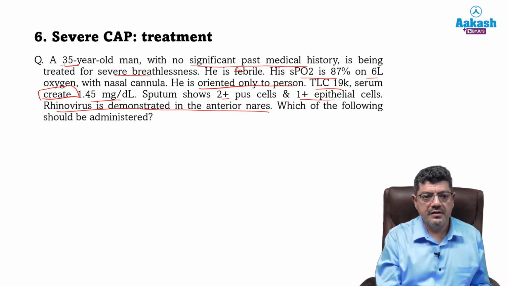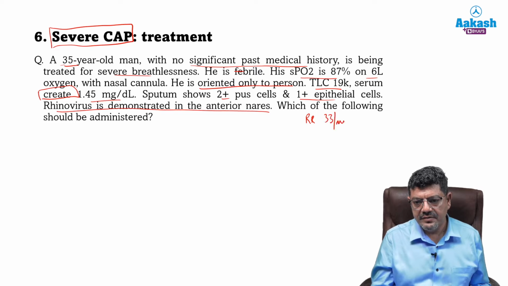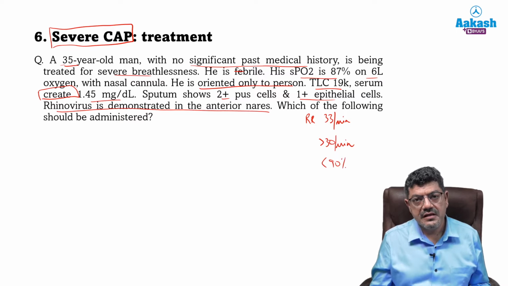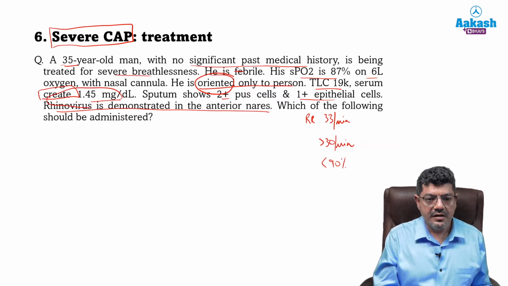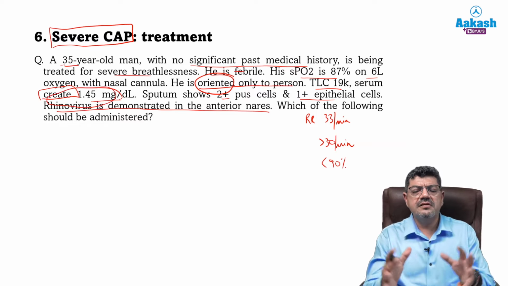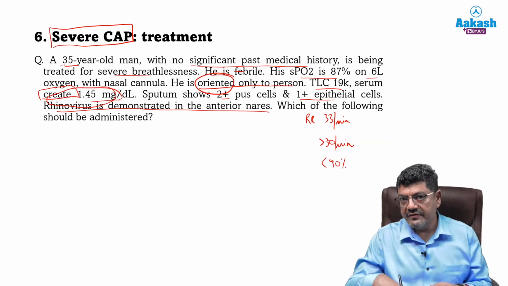So what you're dealing with here is severe community acquired pneumonia, right? What tells you that this is severe? Another thing that I forgot to mention is that they had given a respiratory rate of 33 per minute. A respiratory rate of more than 30 per minute means severe pneumonia. A saturation of less than 90% means severe pneumonia. Multilobar disease is often severe pneumonia. Confusion is severe pneumonia. Azotemia is evidence of severe pneumonia. So there are several evidences that tell you this is a severe pneumonia, and of course the objective evidence, which is the PO2 FiO2 ratio.